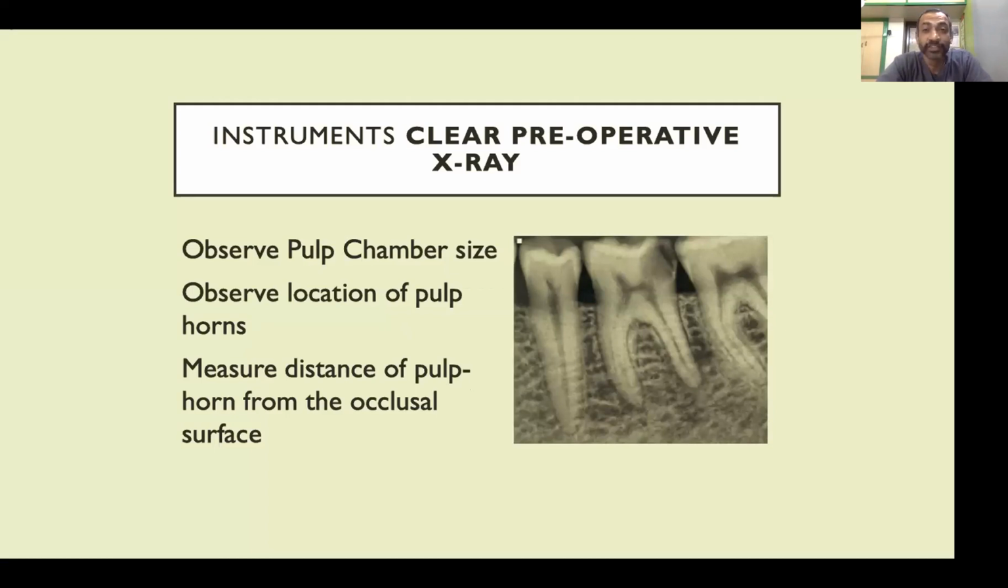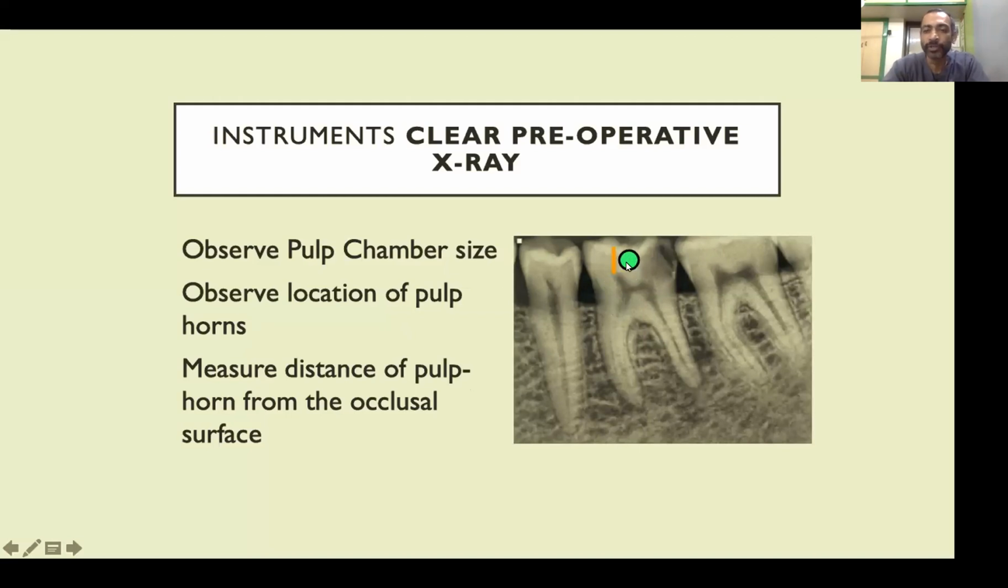The first thing that you need is a clear preoperative X-ray. Okay, a very clear preoperative X-ray. You will be able to observe the pulp chamber size, the location of the pulp horns, and you measure the distance of the pulp horn from the occlusal surface.